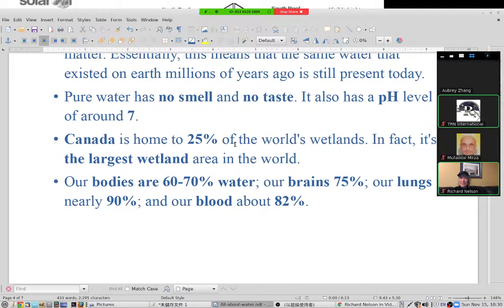And coming to Canada, Canada is home to 25% of the world's wetland. In fact, it's the largest wetland area in the world.